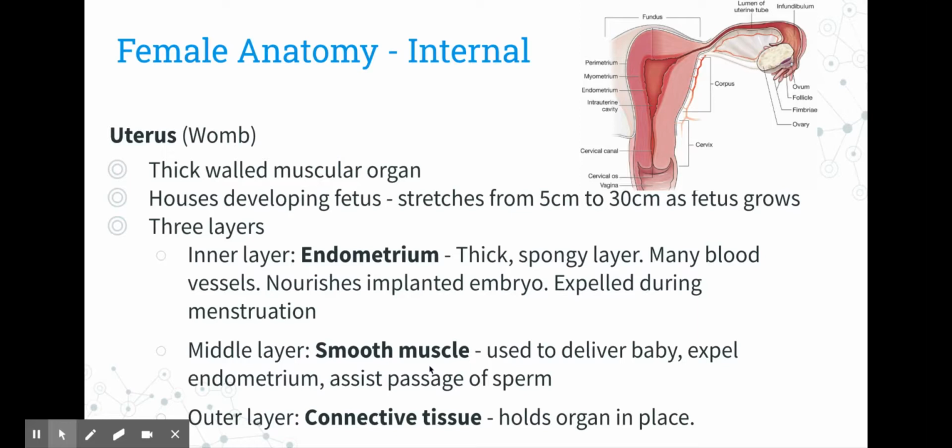The middle layer also works in reverse to help assist the passage of sperm. During a female orgasm, the middle layer, or that smooth muscle, will contract and help to push the sperm further up into the uterus. The outer layer is a layer of connective tissue that helps to hold the organ in place.